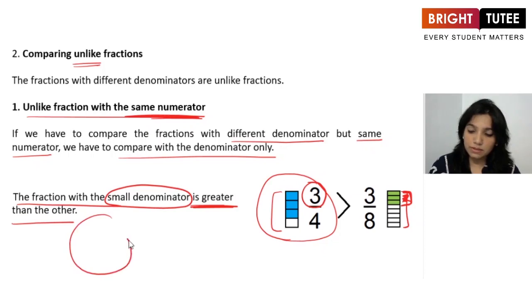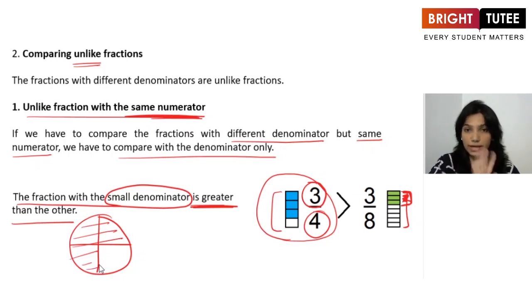Say this is a pizza, and if you are dividing it into 4 parts, here the denominator is 4, right? So out of these 4, say you are getting all these 3 parts. Okay, you are getting all this.